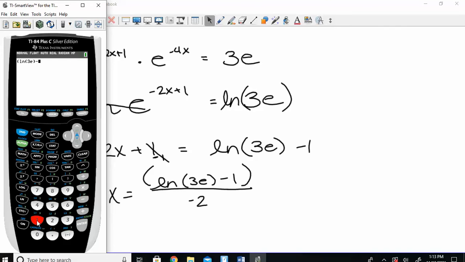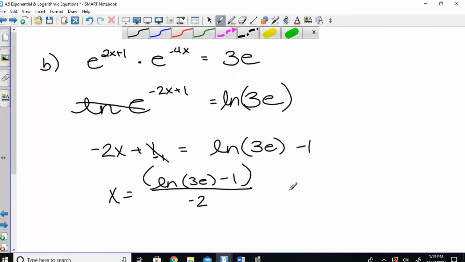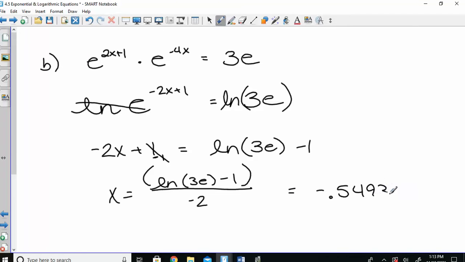This one does not. And you can close your parenthesis, minus 1, then close the parenthesis for the top of the fraction, divided by negative 2. So we get negative 0.5493.